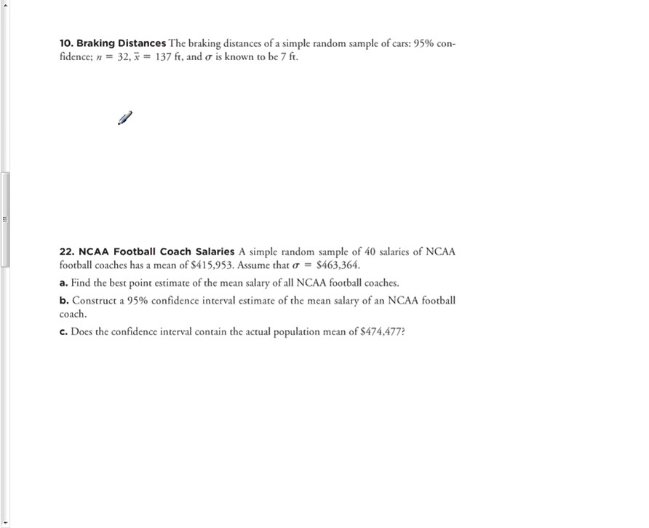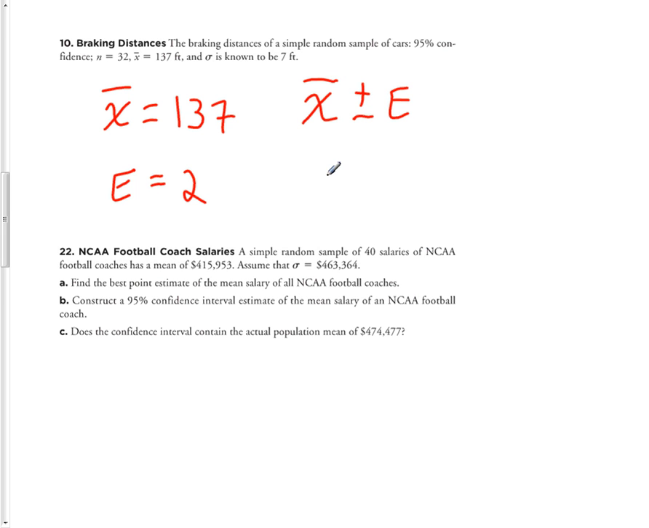For number 10, we have that x bar is equal to 137. And we also have E, which we found when we did this problem previously. We found that E was 2. So my confidence interval is going to be the point estimate, x bar in this case, plus or minus the margin of error, E. In this case, we have 137 plus or minus 2. The lower limit is 137 minus 2, which is 135, and the upper limit is 137 plus 2, which is 139.